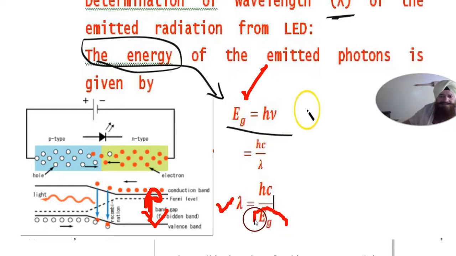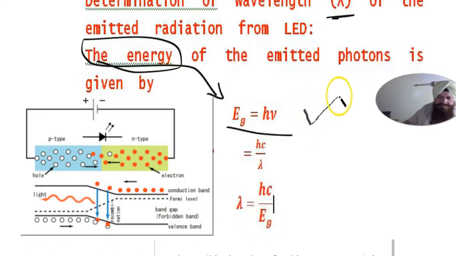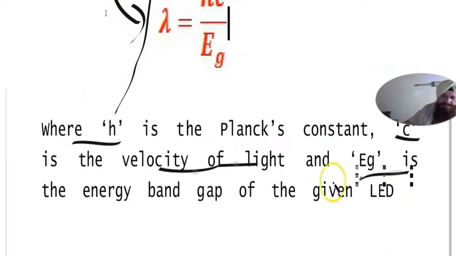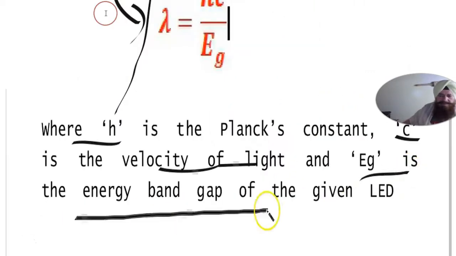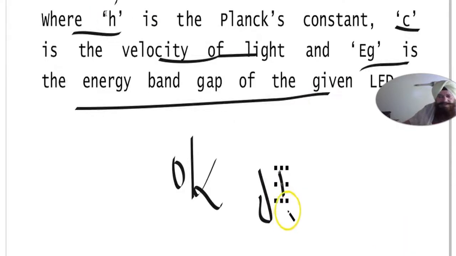Okay, and the lesser the energy gap, the longer the wavelength. And if Eg is more, then λ will be short. They are inversely proportional. Fine. So this is a band gap. It depends upon the. Is this okay?